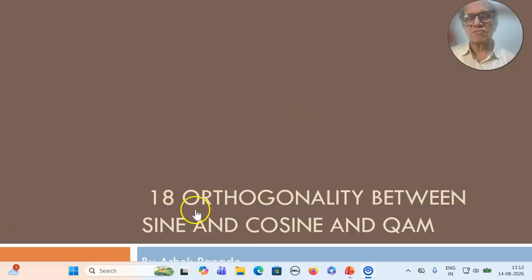So first, we'll find the condition which will make sine and cosine terms orthogonal to one another. Also see what should be the amplitude of each of these signals so that they are orthonormal as well, and then take the study from there. Alright, so let us start.